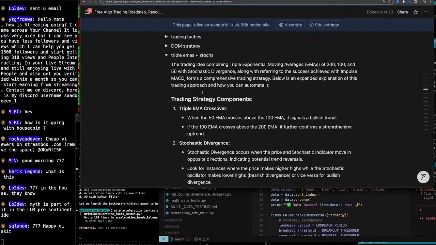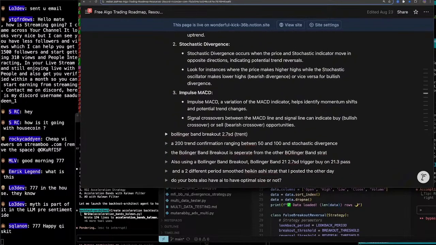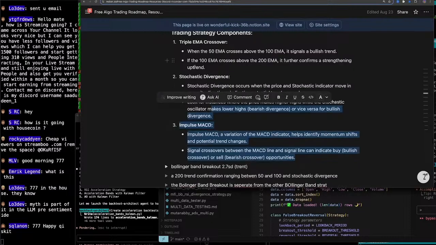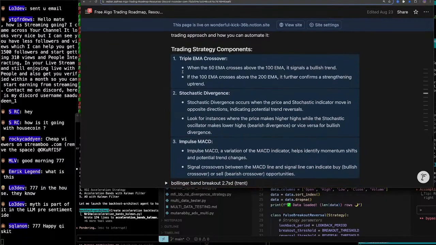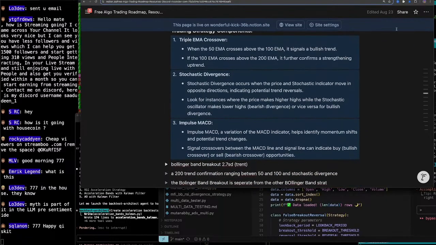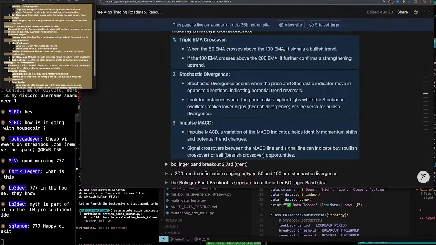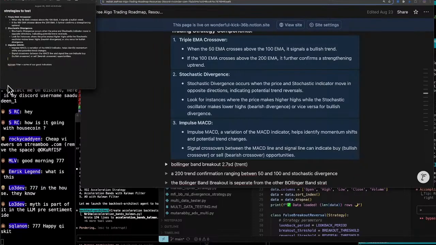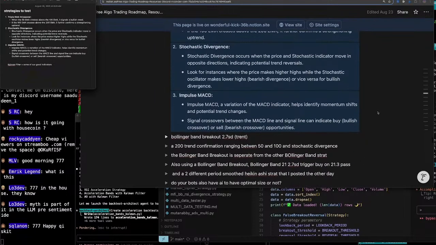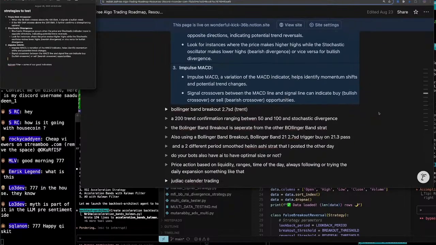Triple EMA, Stokes. Let's try both of these. Triple EMA cross, stochastic divergence, and impulse MACD. And then we'll go with that. Kalman as well. There's just so many ideas that the research part is easy for me now because I've been researching for so long.